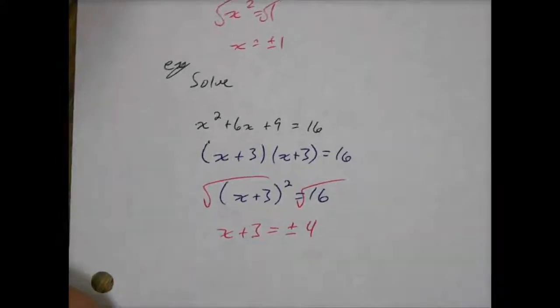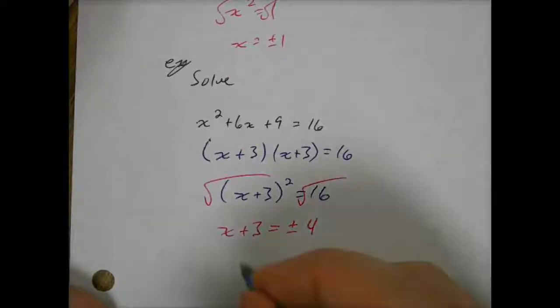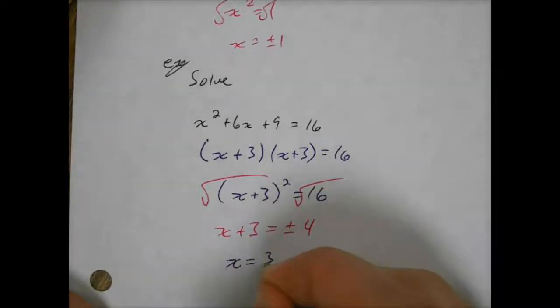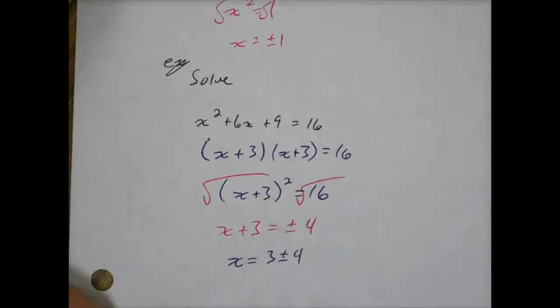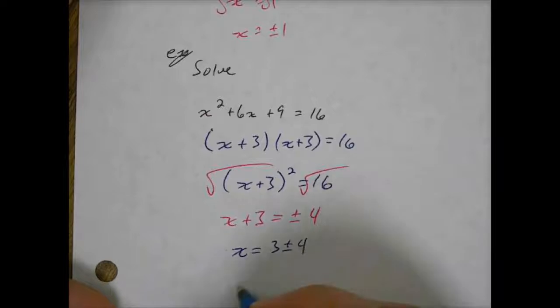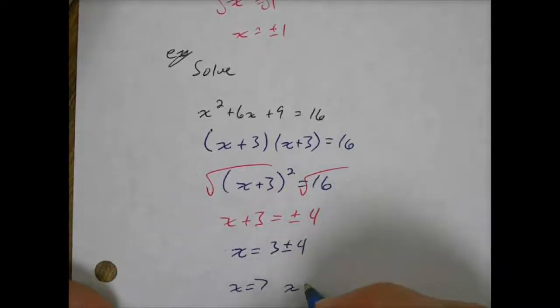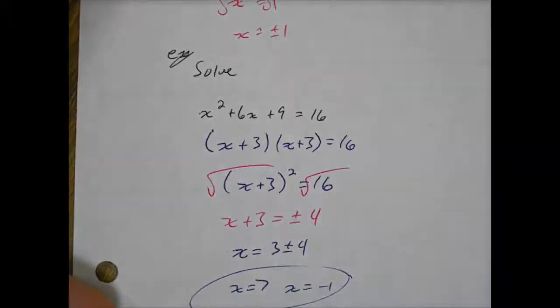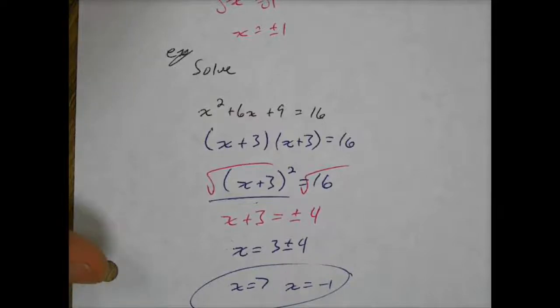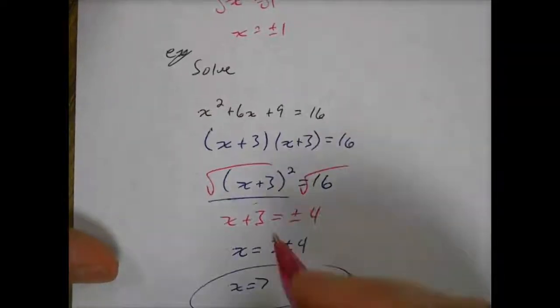And then I can subtract that 3 to the other side so that I get the solutions of negative 3 plus 4 and negative 3 minus 4. So I'll get 1, and negative 3 minus 4 would be negative 7. Those would be the two solutions I'm looking for there. So notice, it was super easy when we were able to say that this is x plus 3 squared.